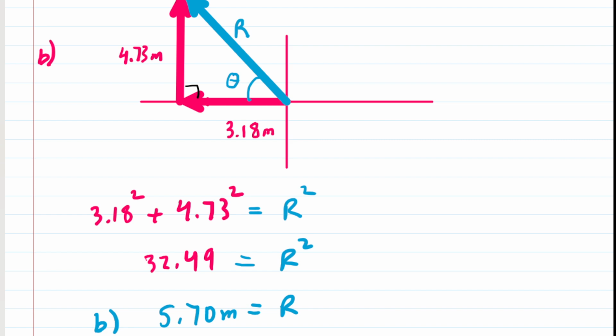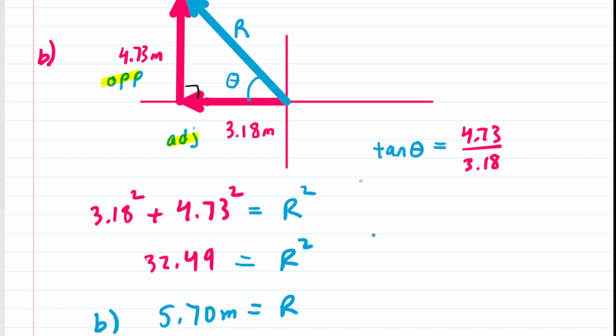We can use some trigonometry. If we study that triangle carefully, we can see that the 4.73 meters is opposite of the angle that we've marked. And then we can see that the 3.18 meters is adjacent to the angle that we've marked. And of course, a trigonometric function that involves opposite and adjacent is the tangent function. So we know from trig that the tangent of our angle is going to equal the opposite over the adjacent. And again, the opposite is 4.73 meters divided by the adjacent 3.18 meters.